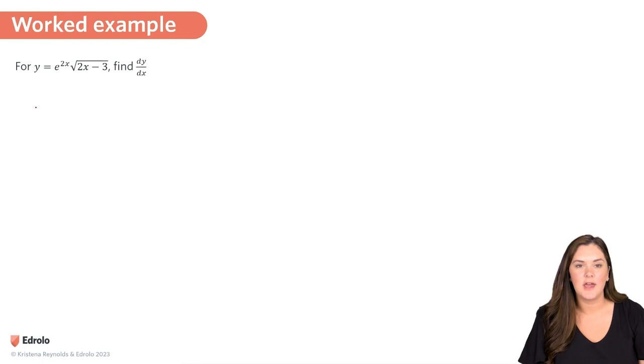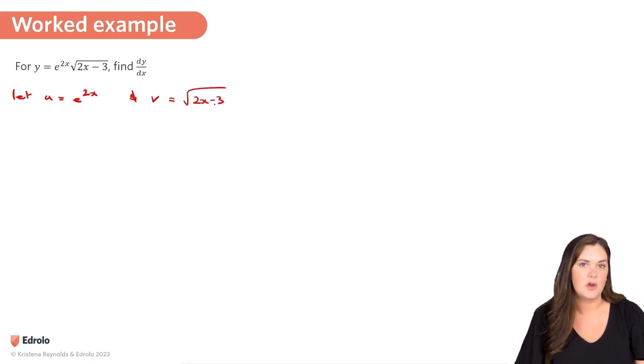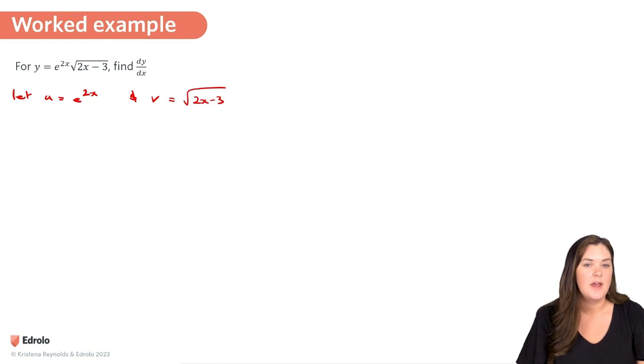For this example here, again, we are going to identify our two functions being multiplied together. So we are going to let u equal e to the power of 2x, and let v equal the square root of 2x take away 3. Now I'm just going to rewrite what v is so that we can differentiate it nicely. So rather than having this square root sign, I'm just going to raise it to the power of a half, just to make everything nice and easy to work with.